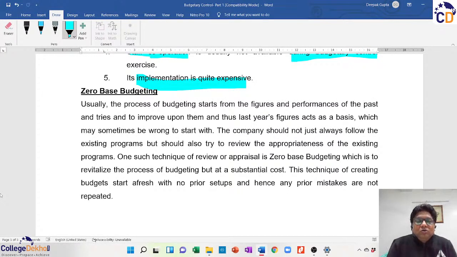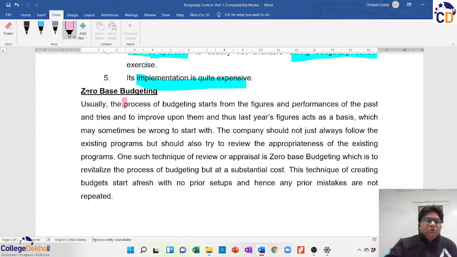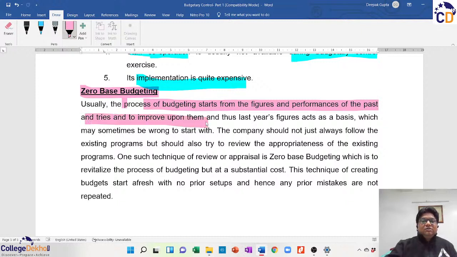It is though quite expensive, but it just helps you that you don't carry forward your past mistakes again and again. So that is what you call the zero-based budgeting, and it is a very important topic in theory in the paper Management Accounting. So what is written: the process of budgeting starts from the figures and performances of the past and tries to improve upon them.